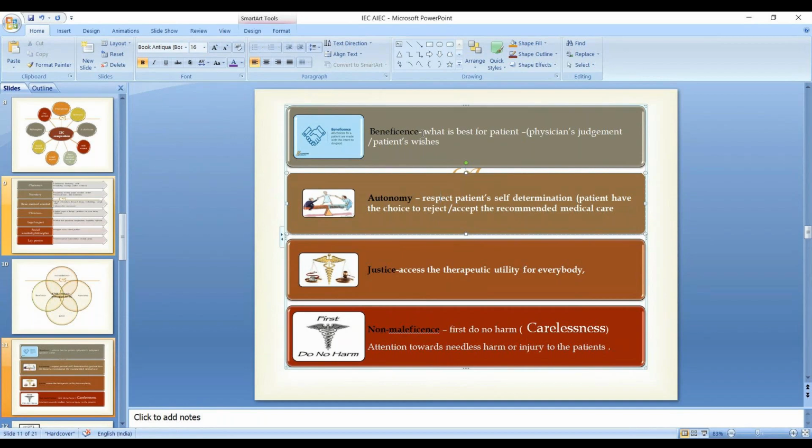But as we have again discussed, everything you are taking should have some ifs and buts. The minimum risk. When you are saying that it is having the minimum risk, from your side you should not be careless. This carelessness is considered as malfeasance. You should not harm the patient by carelessness. You should be attentive, careful towards your patient.